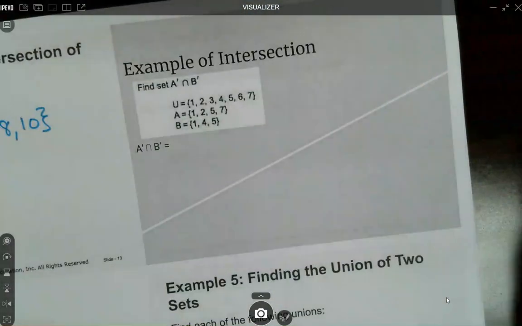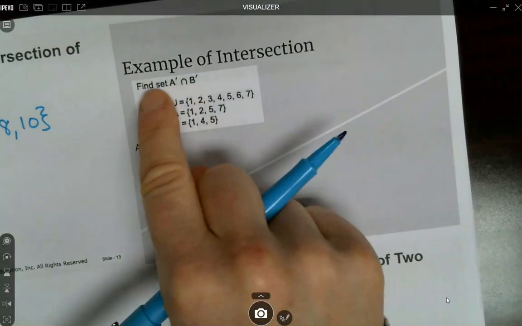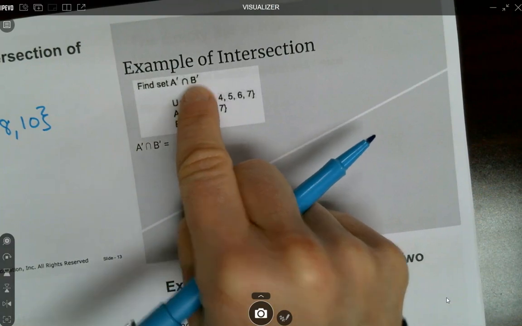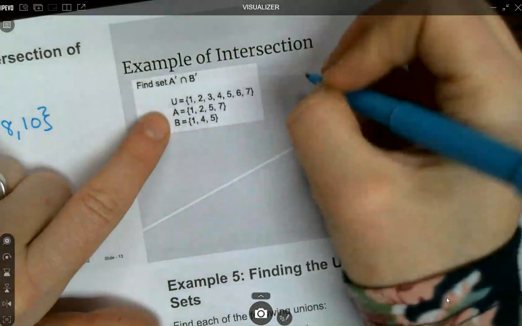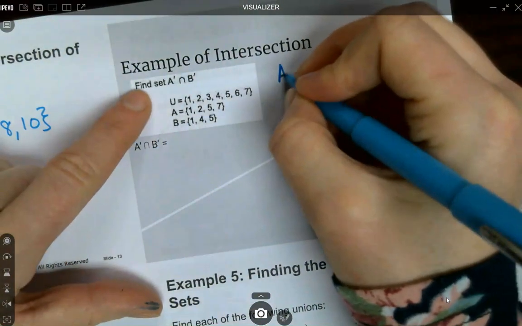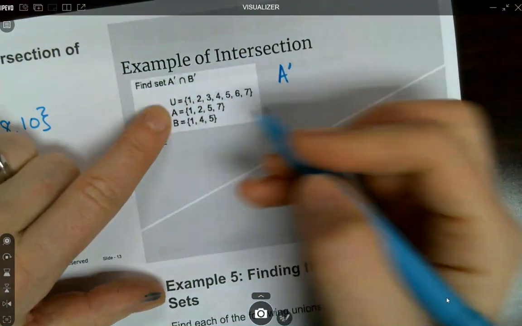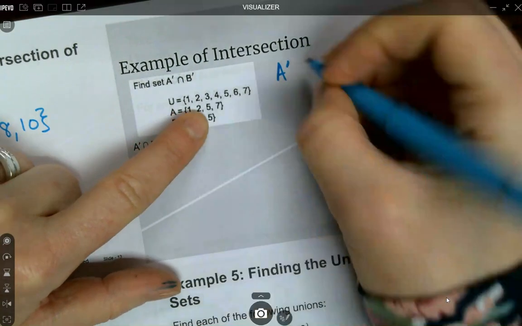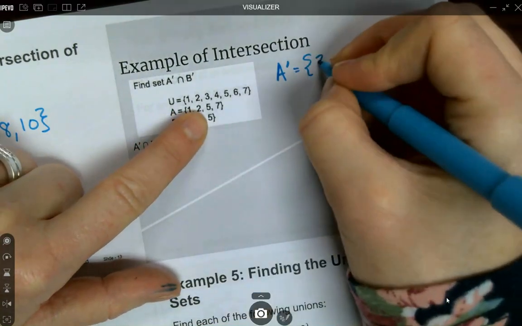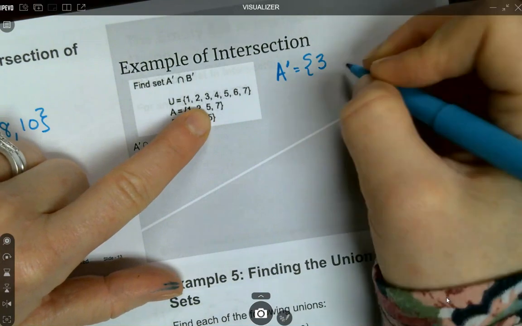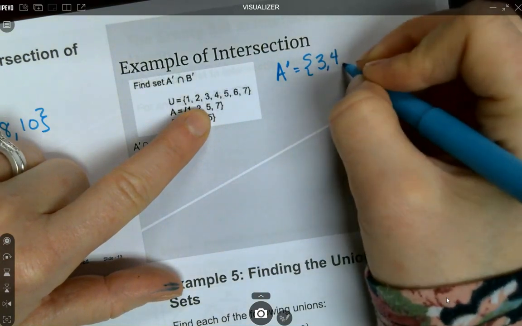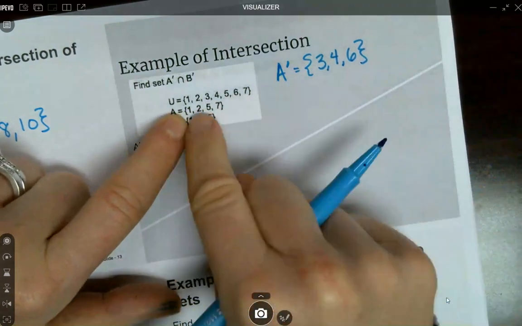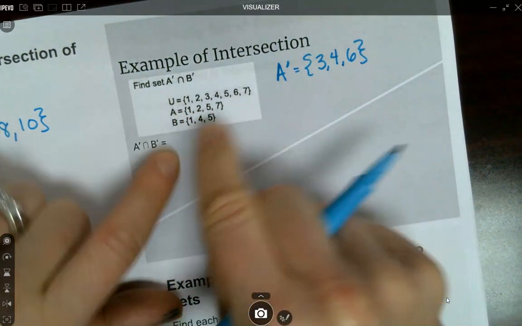And the next one, this says find the complement of A intersect the complement of B. So what we're going to have to do is first find the complement of A. Right now we have 1, 2, 5, and 7. And so 3 and 4 and 6 are in the complement of A. I put those together earlier for the whole set.